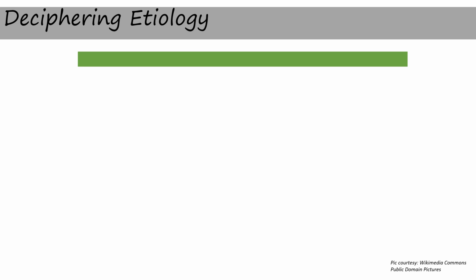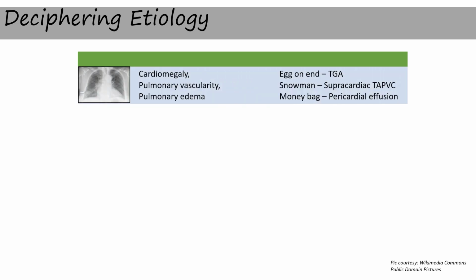For deciphering etiology, we definitely need to perform a chest X-ray to look for cardiomegaly, pulmonary vascularity, and pulmonary edema. Egg on end appearance is suggestive of the transposition of great arteries. A snowman appearance is suggestive of supracardiac TAPVC, and a money bag appearance on chest X-ray is suggestive of pericardial effusion. These are the common anomalies which you can rule out.